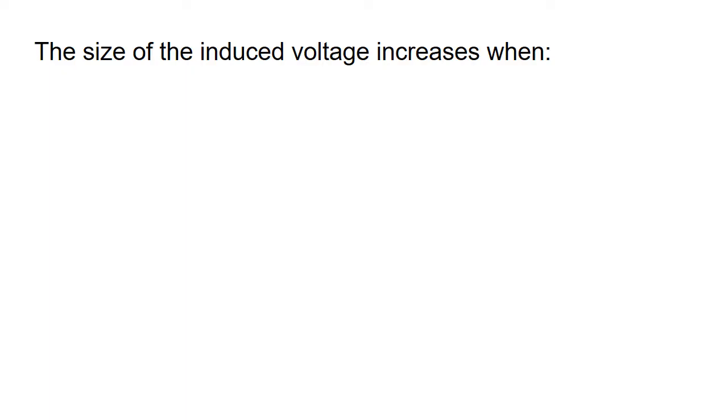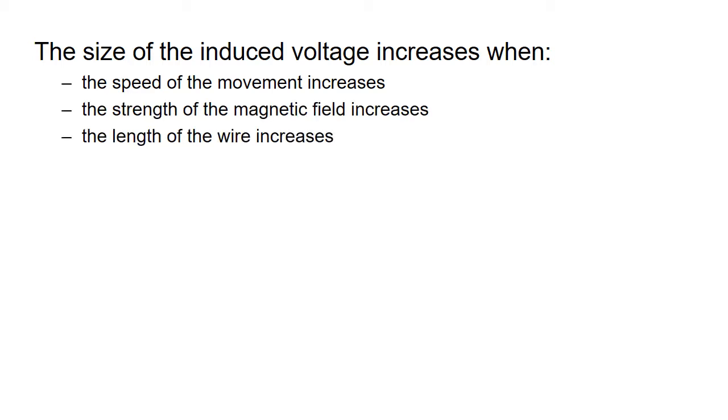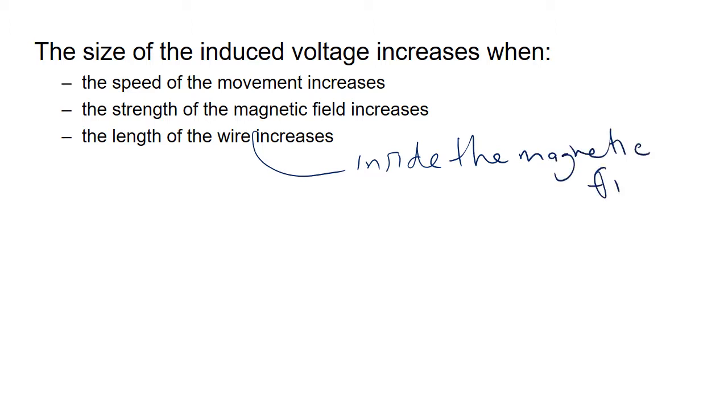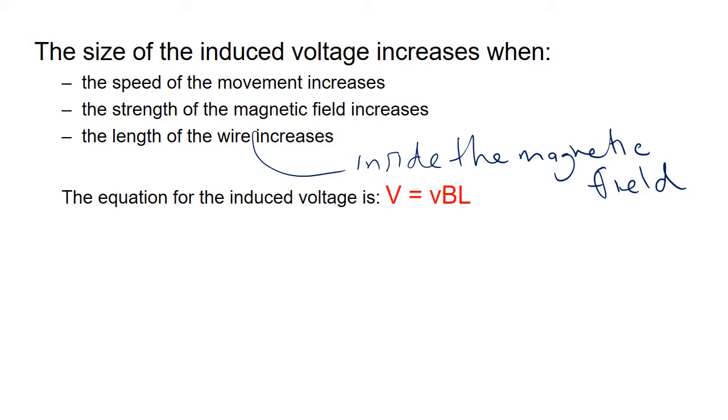The size of the induced voltage increases when the speed of the movement of the wire increases, when the strength of the magnetic field increases, and when the length of wire inside the magnetic field increases. Okay, that's important: the length of the wire inside the magnetic field. So the equation for the induced voltage is V equals vBL.